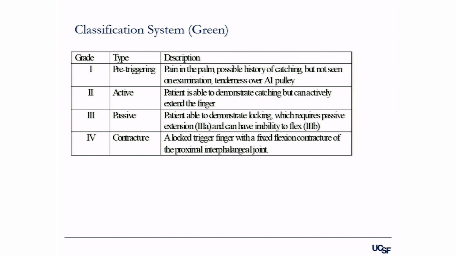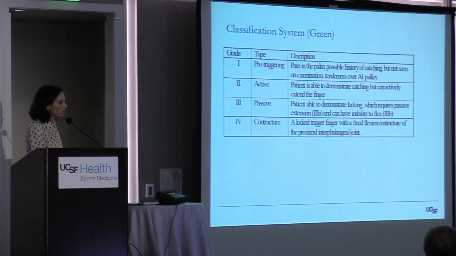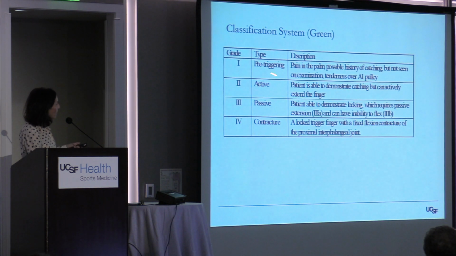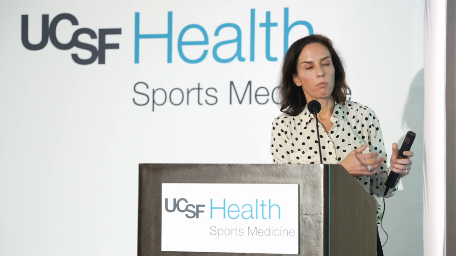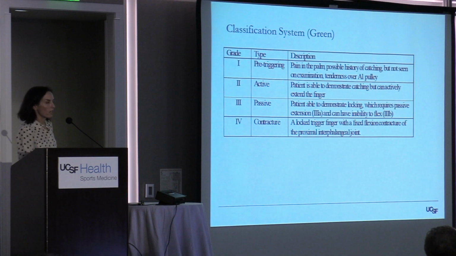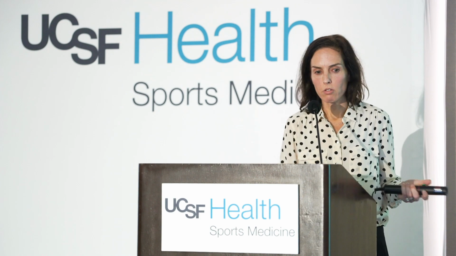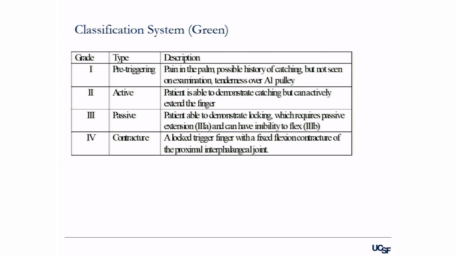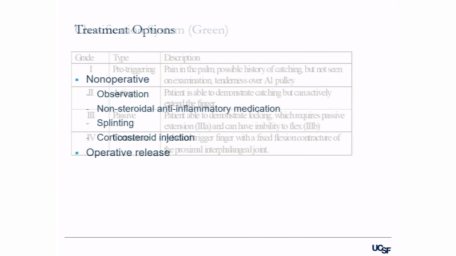So there's pain in the palm, right? They may have a history of catching, but usually when somebody has pain in the palm, it's a trigger finger. And then it goes on. So meaning that they can actively flex and they are actively able to open it. Passively, meaning it locks, they have to use the other hand to open it. And then contracture means they can't open it, they're stuck. Those are the ones we say you definitely need surgery. The other ones we try injections first for.